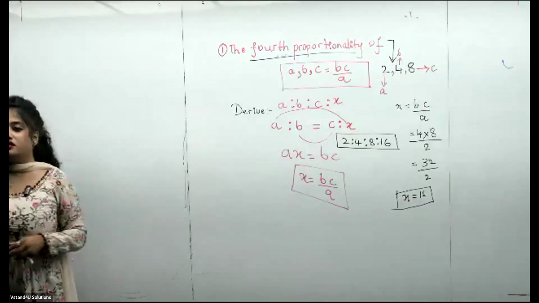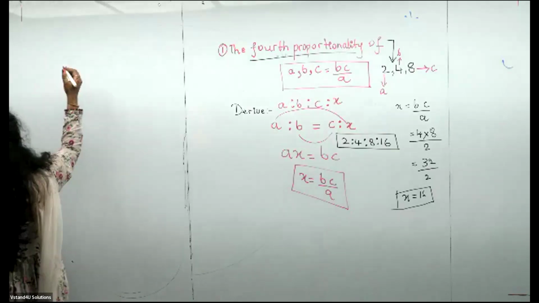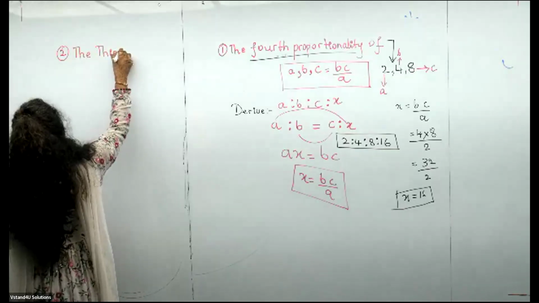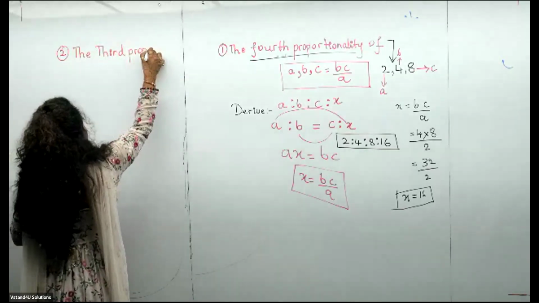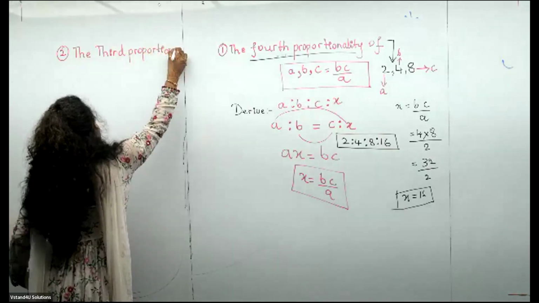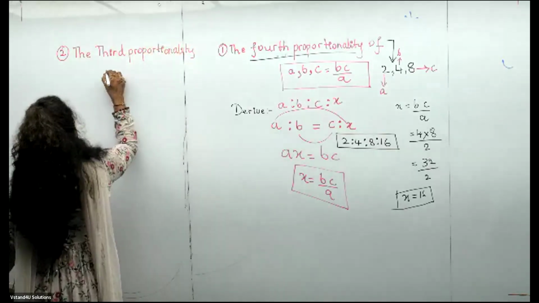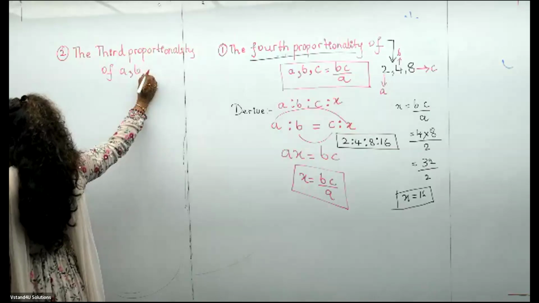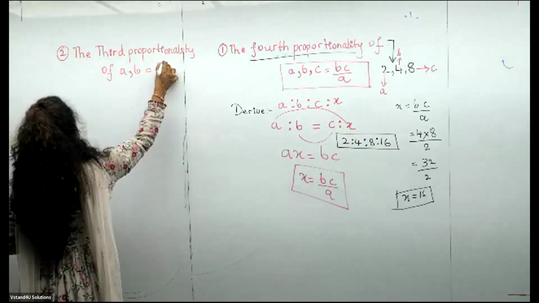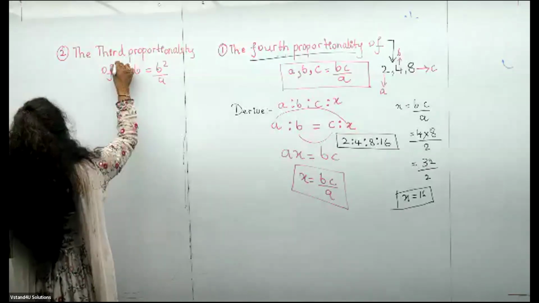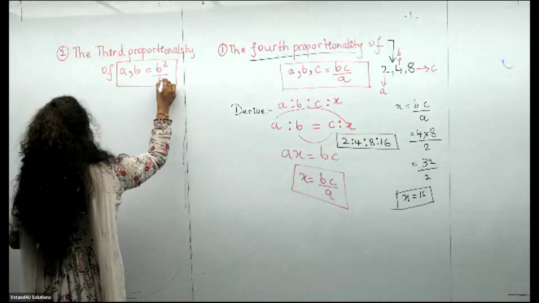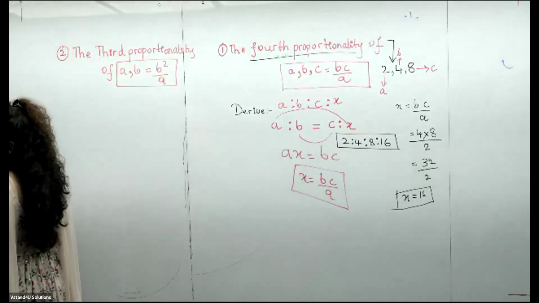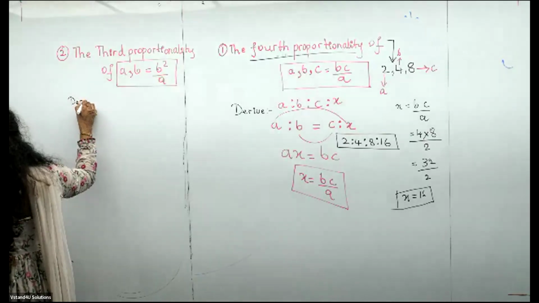Let us see the third proportionality. The third proportionality of A comma B is equal to B square by A. What is the formula? A comma B is equal to B square by A. Now we'll see how to derive this. Yes or no?